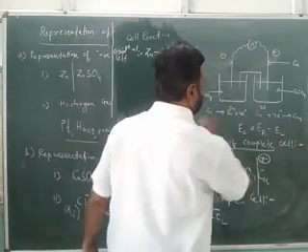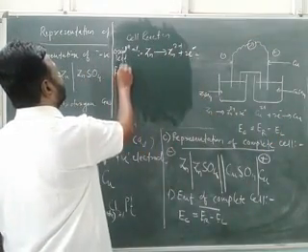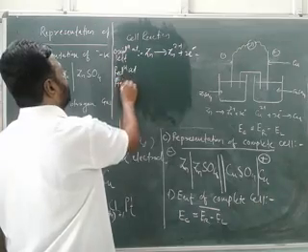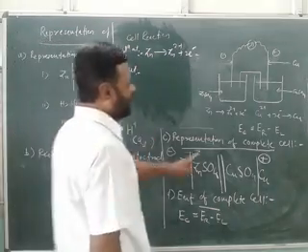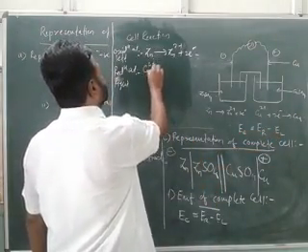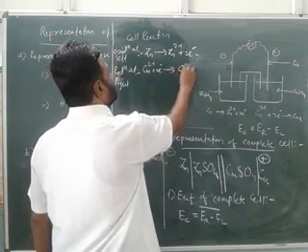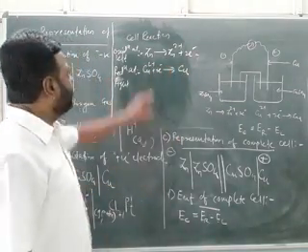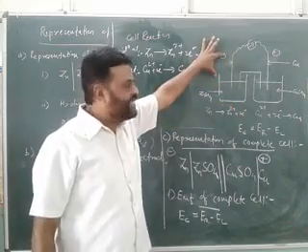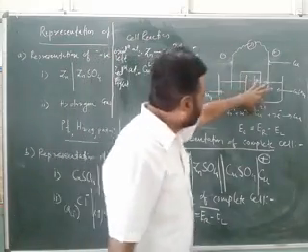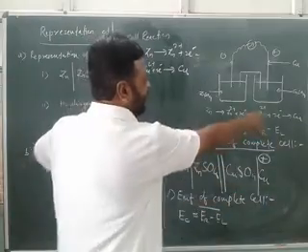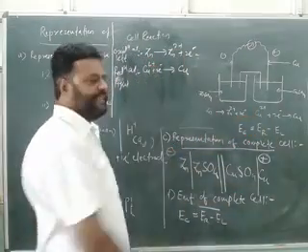Reduction takes place on the right hand side. So reduction at right: Cu2+ plus 2e- gives rise to Cu. So oxidation at left and reduction at right. These are the half cell reactions of each single electrode or half cell.